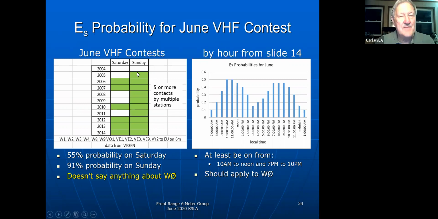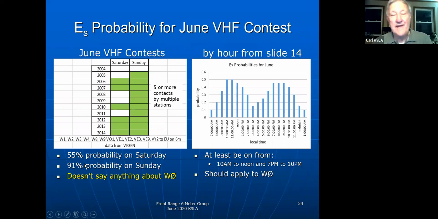So I went back and looked at all the previous June VHF contests, Saturday and Sunday, and the green indicates there was ES reported. If we look at Saturday, at least on the East Coast, there was about 55% probability that you'd have ES to Europe. On Sunday, it was much higher.